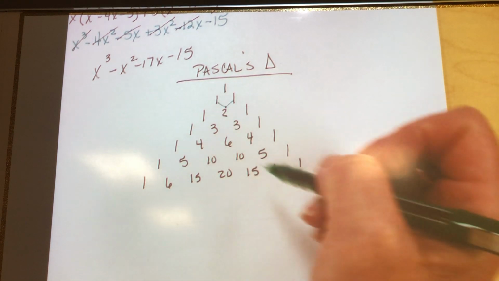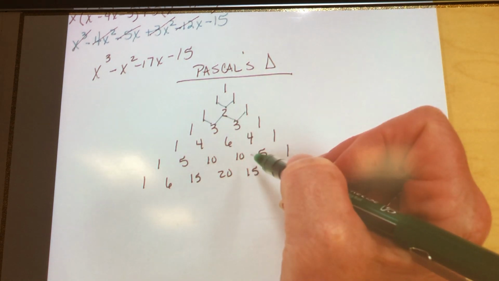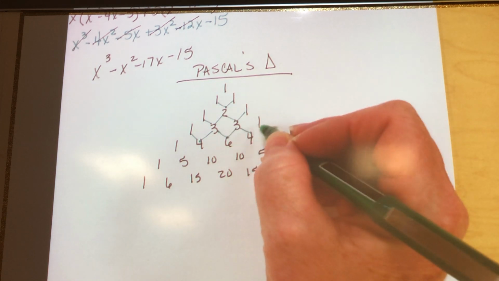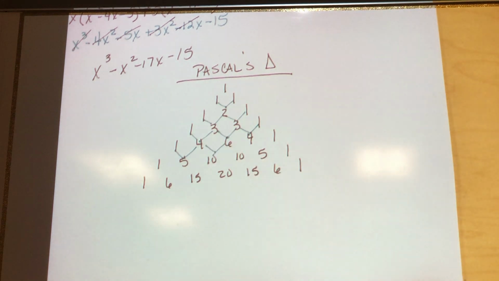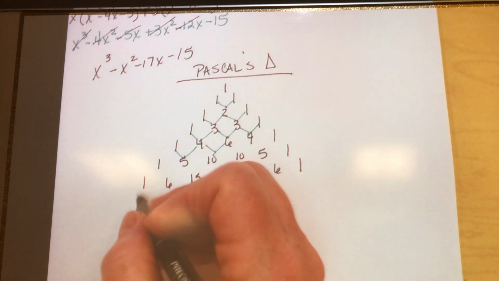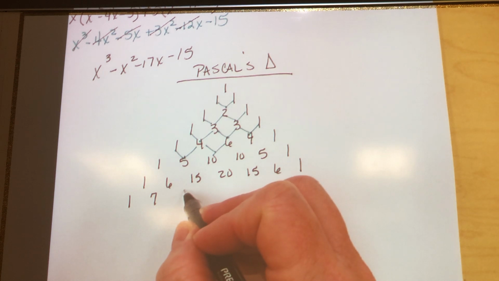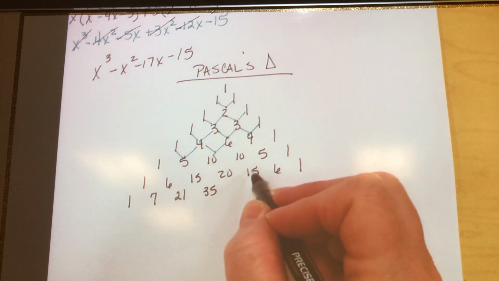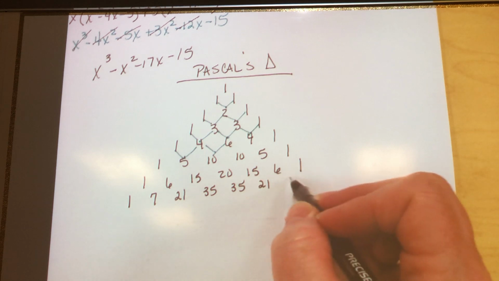Look, what's 1 plus 1? Two. What's 1 plus 2? 3. What's 2 plus 1? 3. What's 1 plus 3? 4. 3 plus 3, 6. 3 plus 1. 1 plus 4. 4 plus 6. Do you see what I'm saying? You see how to get it? All right, notice it's outlined in ones, so the next row is 1. What's this number? 7. What's this number? 21. What's this number? 35. What's this number? 35. What's this number? 21. What's this number? 7.